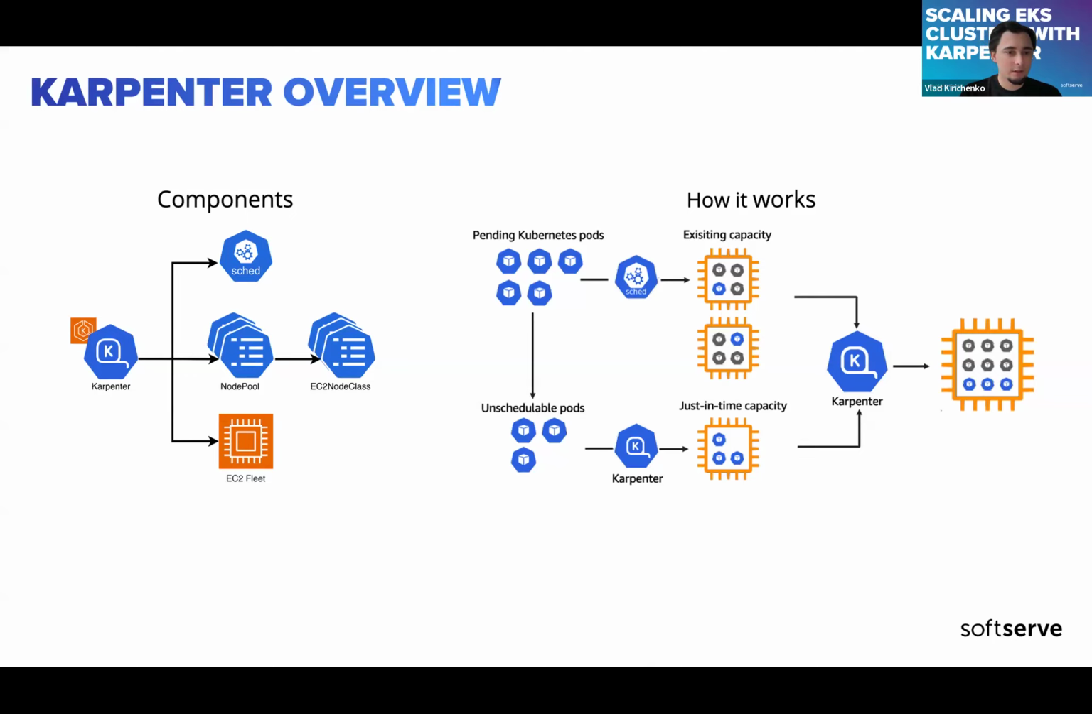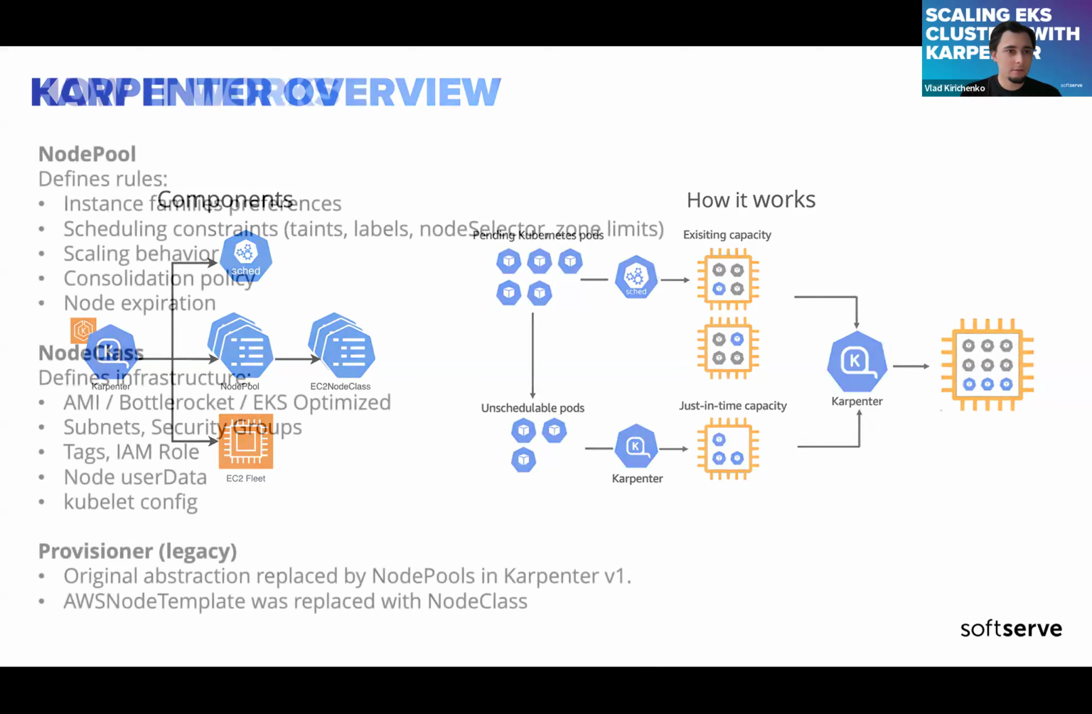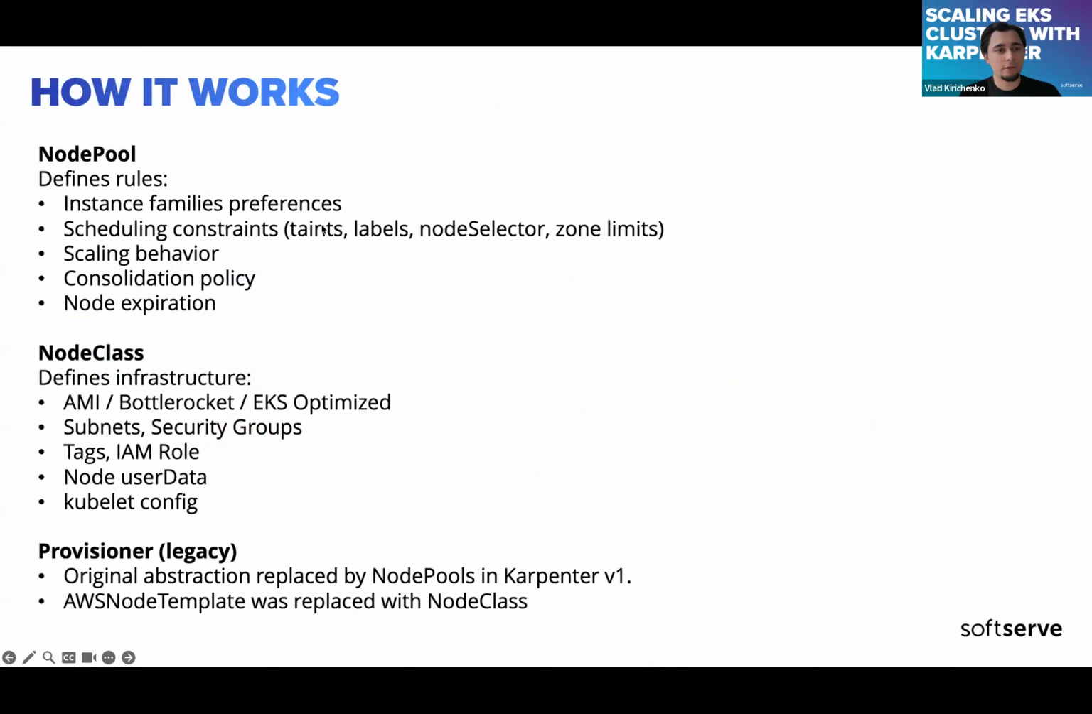Let's dive deeper into the configuration that we have. For node pools, we can define rules that set instance families that we want to use, scheduling constraints like taints for the nodes that we provision, labels that they should have, node selectors, limits for availability zones, etc. We can also set scaling behavior, how much it should scale up over time, and scale down as well.